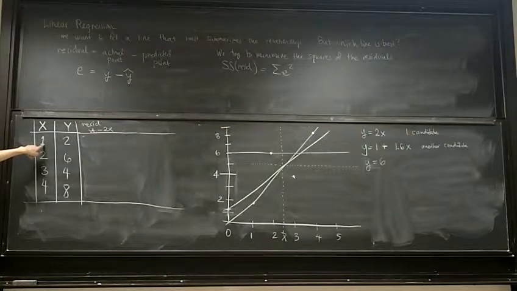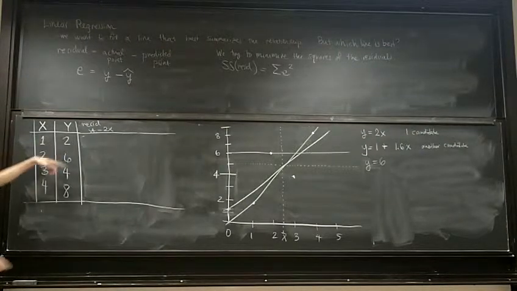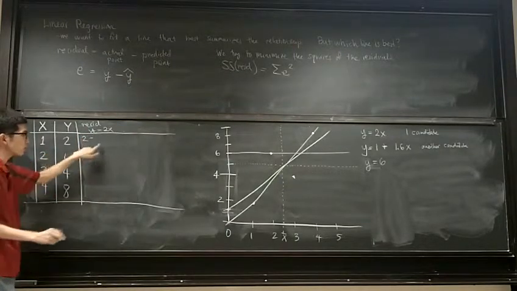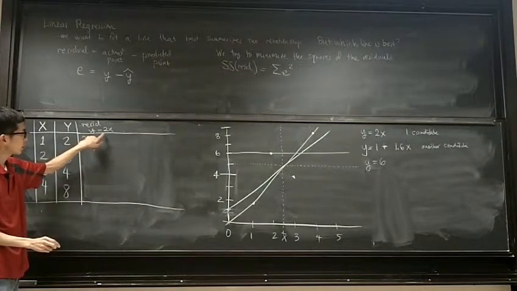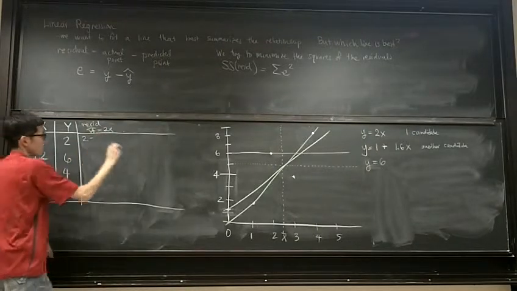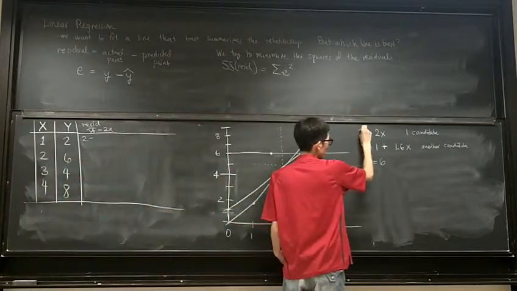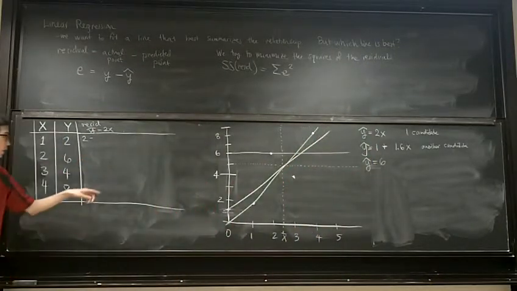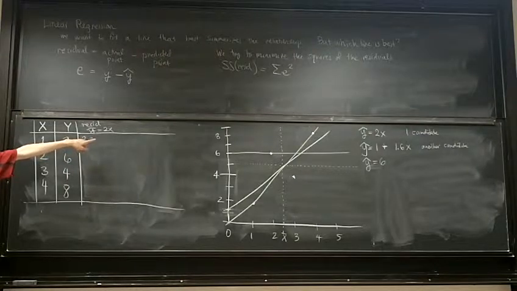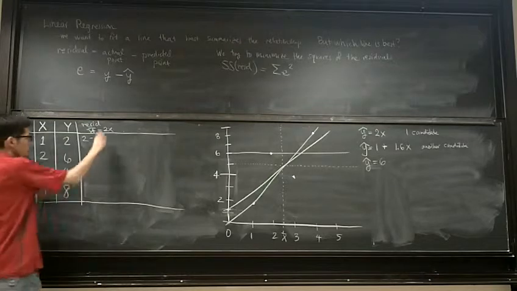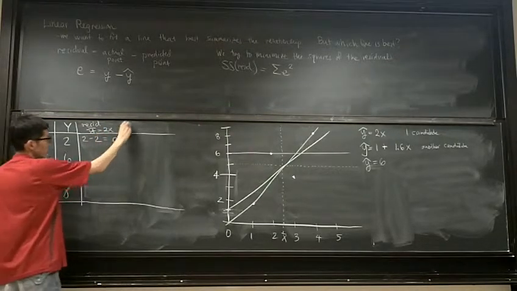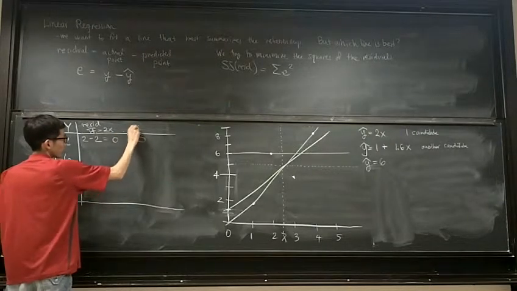So if my data point is 1, the actual data point was 2, what would I predict y to be? I've got to put hats on all of these, I apologize, because these are predictions. What would I predict my y to be if x is 1? 2, right? I just plug in x equals 1 and I get 2 here. And so there my residual is 0. And when I square it, I get 0.